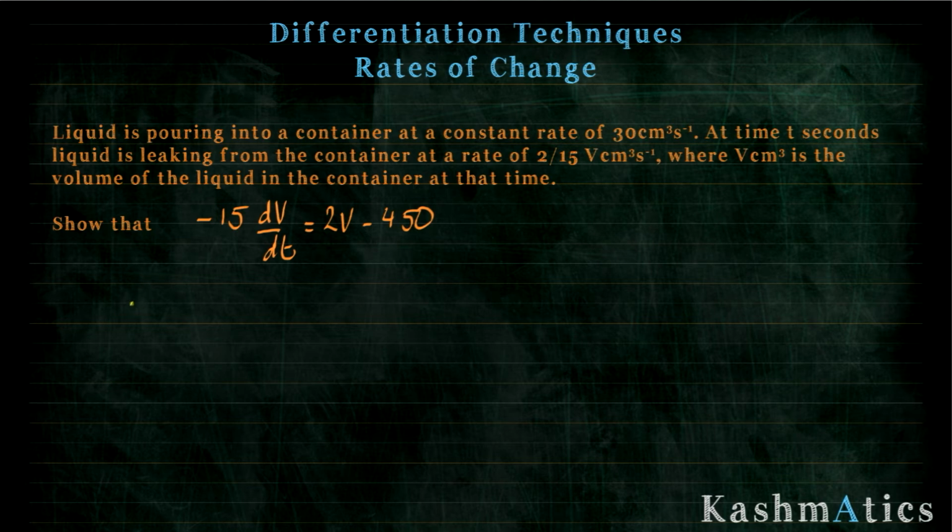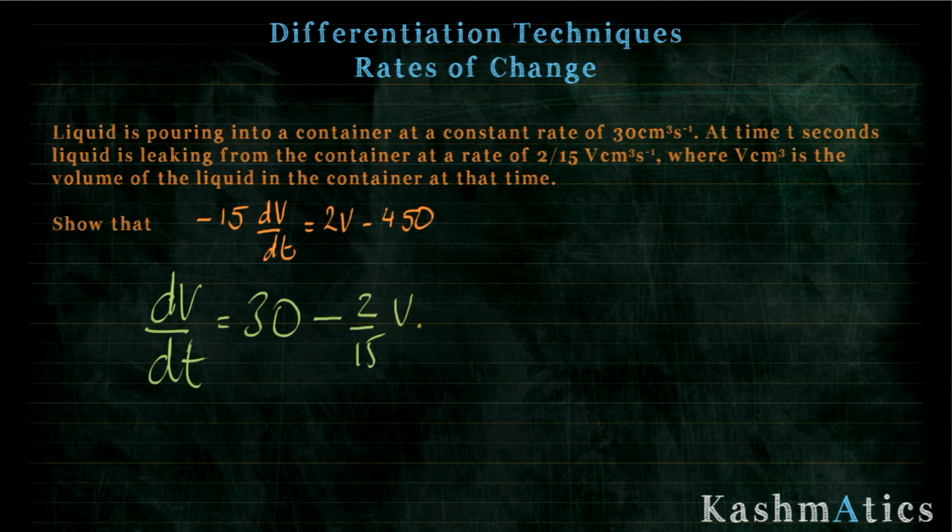So I'm going to do everything from the perspective of the rate of change of the liquid inside the container. So I'm going to work out dV by dt based on what's inside the container. So you've got the liquid entering the container, so that's being added, and then you've got the liquid leaving the container, which is 2/15 V. And the reason why it's negative is because it's leaving the container.